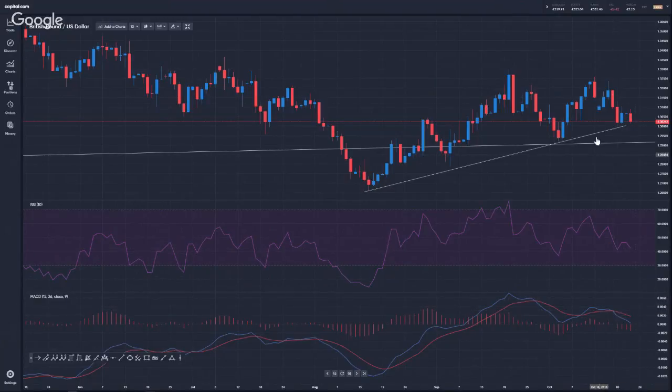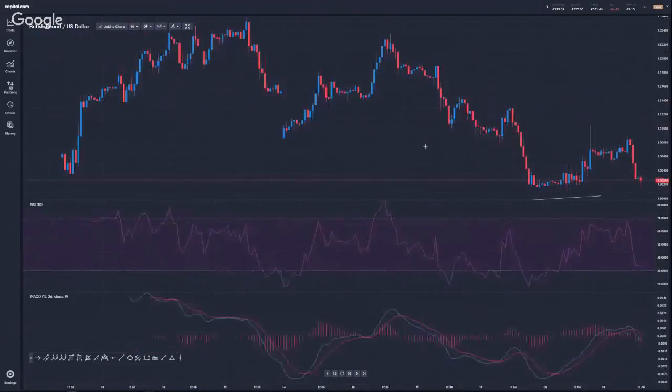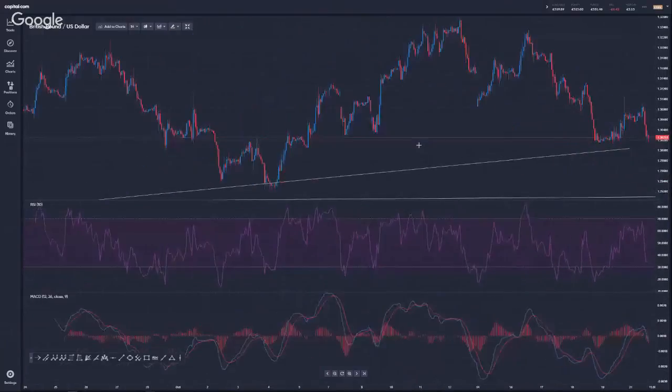MACD gave a sell signal up here a few days ago, and it's still in that. So for me, it's all about how the price performs in this zone. Let's take a look on the hourly charts. Just have a look at this. Here we go, so we can see this all in a bit more detail.